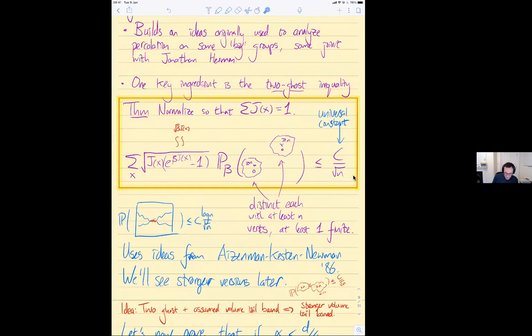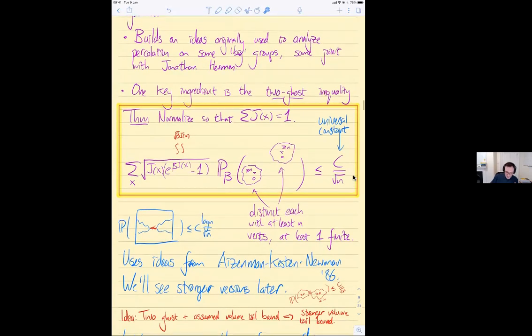In some of my earlier work, which started this program that led to the thing I'm talking about today, I proved a stronger and more general form of this Eisenman-Keston-Newman theorem, which is what I call the two-ghost inequality. It's a similar bound, but it works directly with volumes instead of radii. It's also more general, and stronger because volumes are bigger than radii, at least in the nearest neighbor case, and working with volumes makes things much more appropriate for looking at long-range models.